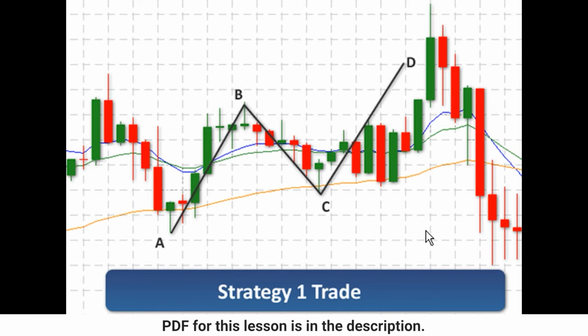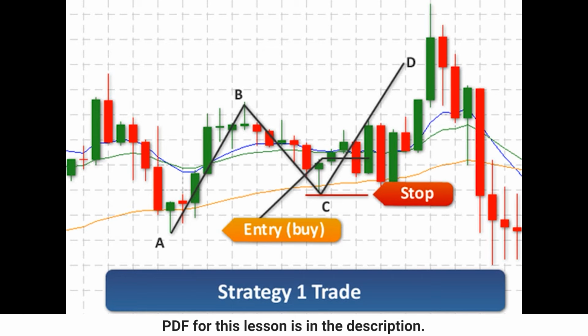Now in this case, we will be entering at this point here, as indicated, which is 25% of the A to B move. Now what about where we're going to place our stop? As with all strategy 1 trades, we want to be placing our stop below point C. So you put it a few pips below the actual point C, and the point C is identified as the lowest point that price actually hit in this area.